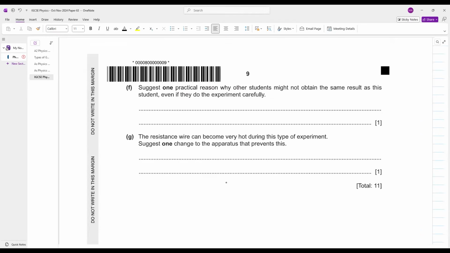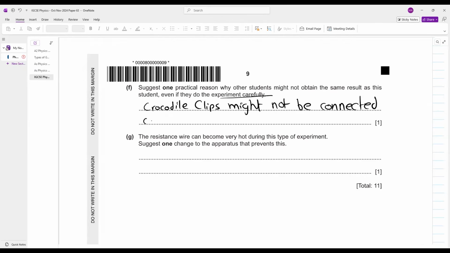Suggest one practical reason why other students might not be able to obtain the same result as this student even though they perform the experiment carefully. बेटा अगर आप एक्सपेरिमेंट केयरफुली भी परफॉर्म करते हो तो भी शायद आपका ये रिजल्ट ना आए. Why? Because the crocodile clips might be connected inappropriately, या ये कह सकते हो कि crocodile clips might not be connected correctly.